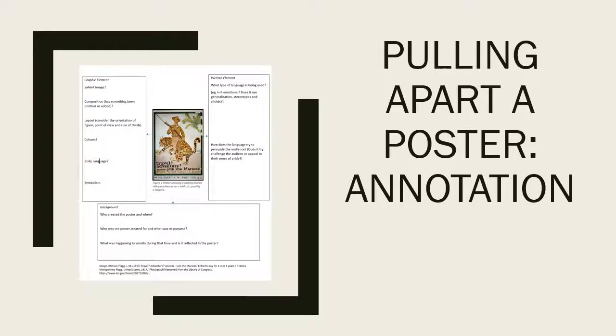Moving on, pulling apart a poster. So a really good way to learn how to analyze posters is to first pull them apart and start to annotate them. There are different elements to a poster. There is the graphic element, perhaps pictures and the colors used, things like that. And then there's also the written element. Some posters have written words, slogans, things like that. So let's look at this image right here.